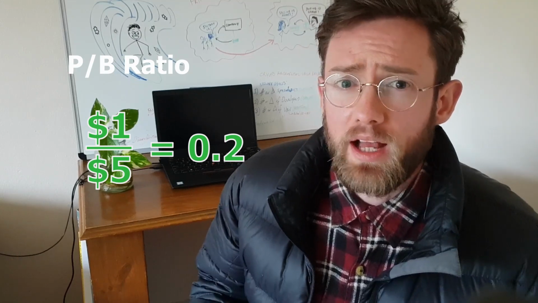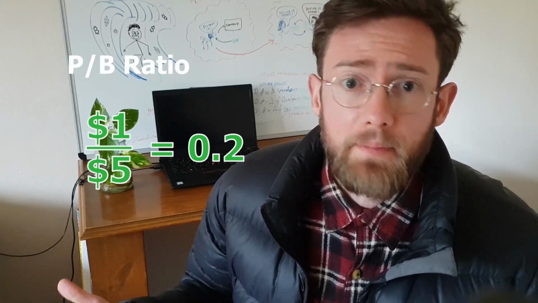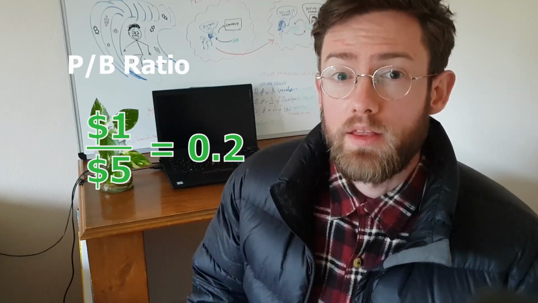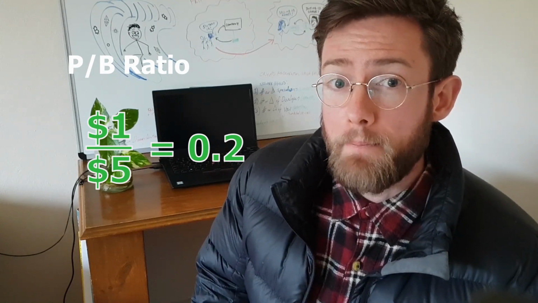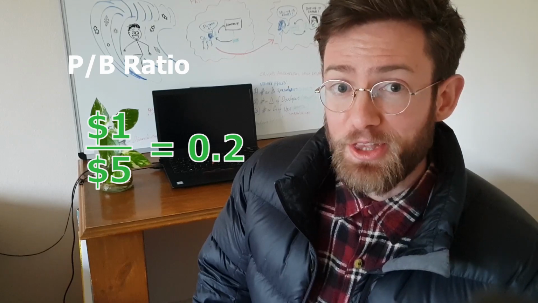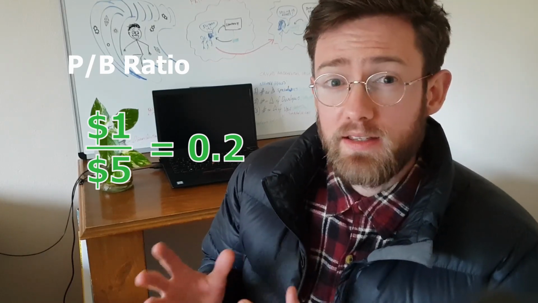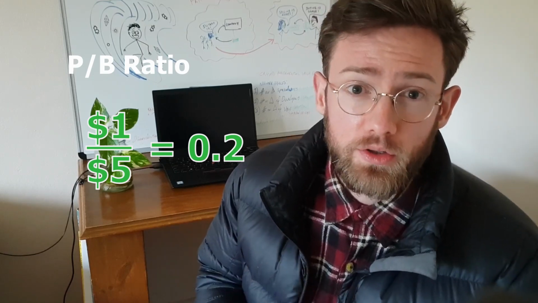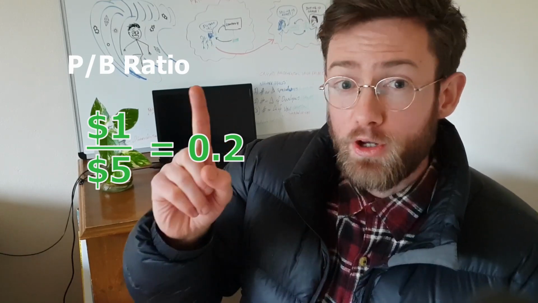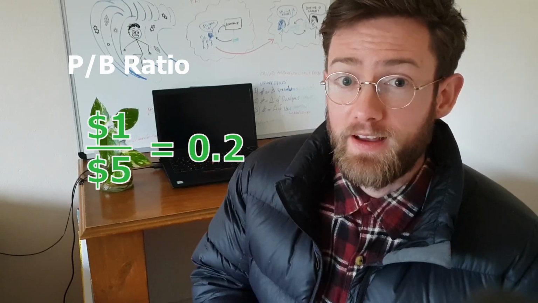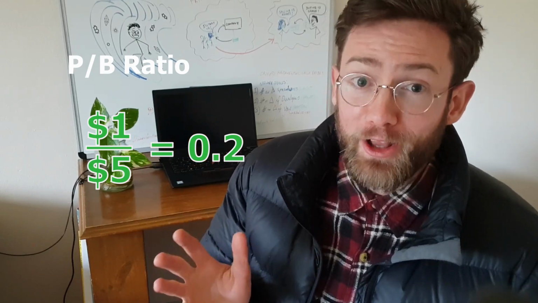Now you look at a number like 0.2 and it's like, what does that mean? Well, if this value is less than 1, that effectively means we're paying less than $1 for $1. So in this case, because the price to book value is 0.2, we're paying $1 per share for $5 worth of value. I don't know about you, but I like those numbers.